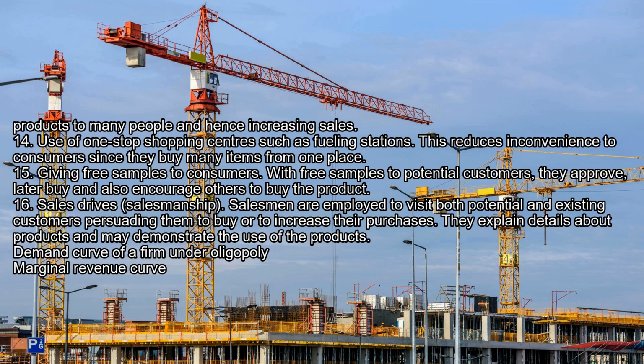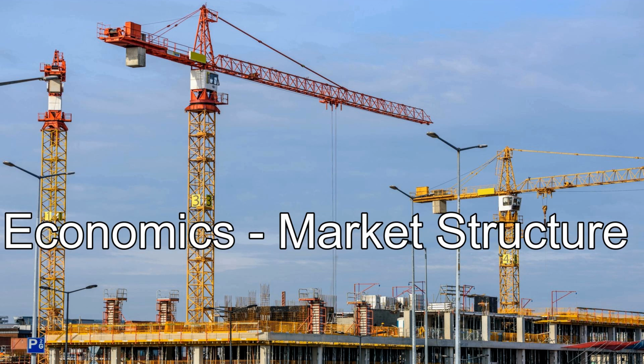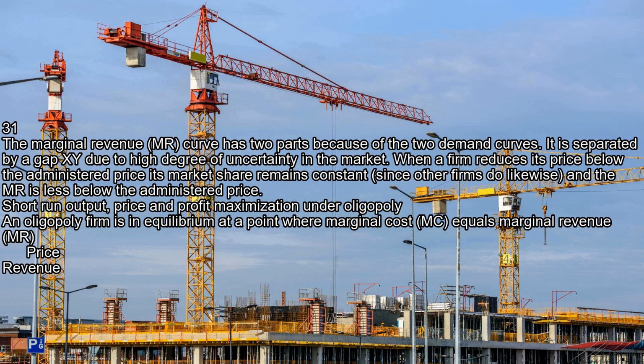Demand curve of a firm under oligopoly. Marginal revenue curve. Economics market structure. 31. The marginal revenue curve has two parts because of the two demand curves. It is separated by gap XY due to the high degree of uncertainty in the market. When a firm reduces its price below the administered price, its market share remains constant, since other firms do likewise, and the MR is less below the administered price.